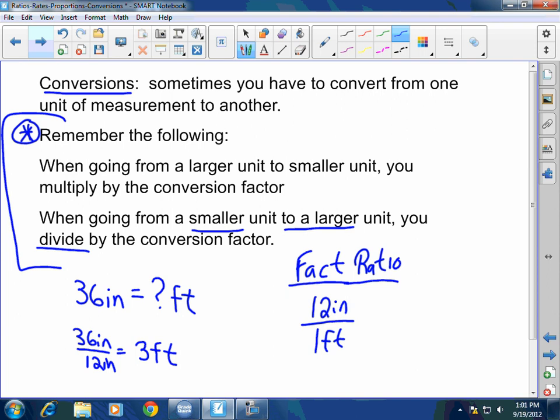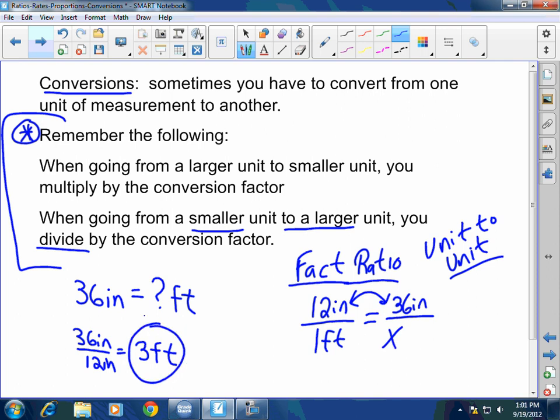Now, when you're setting up a proportion, please remember like unit to like unit. How many inches was I given in our example? Inches to inches, so inches on top. Do you see what I mean by unit to unit? Inches to inches. How many feet was I given? X. I calculated 3, but I was given X. Unit to unit. You feel me?